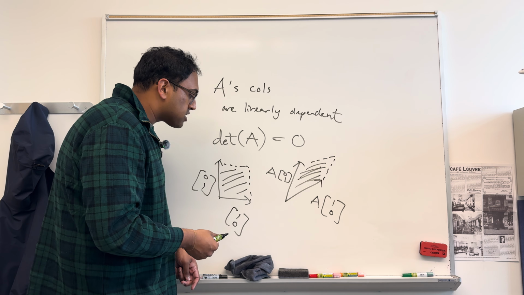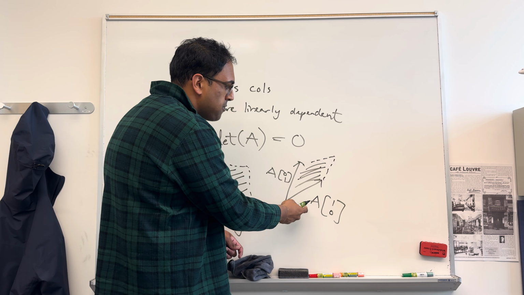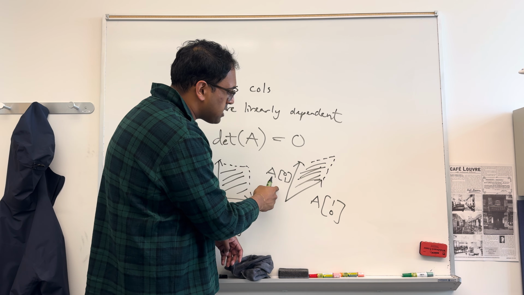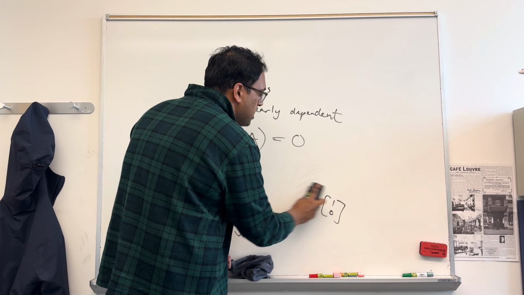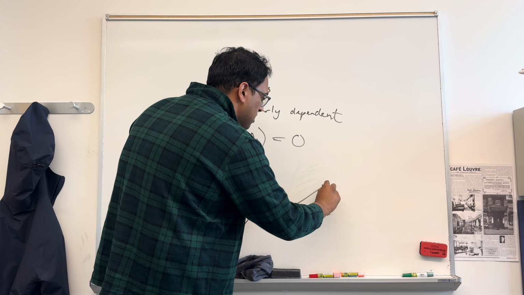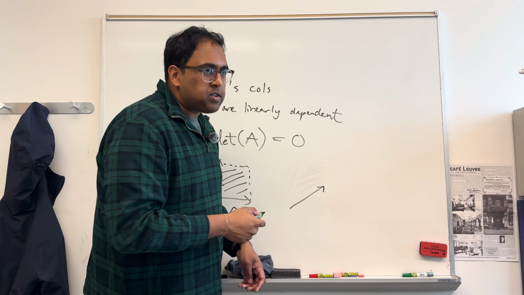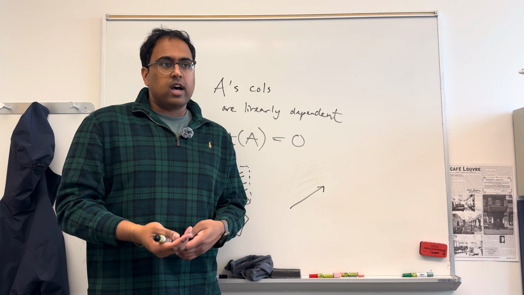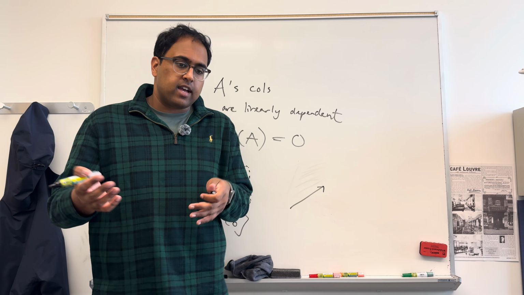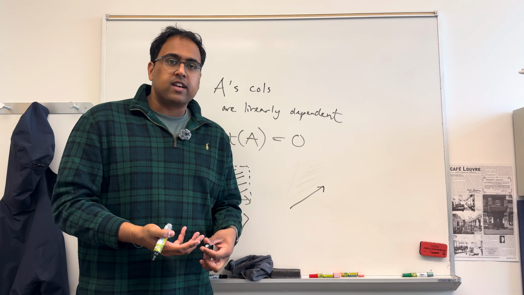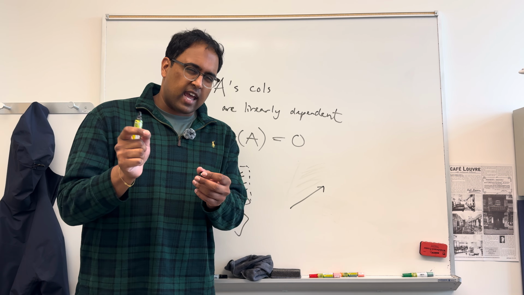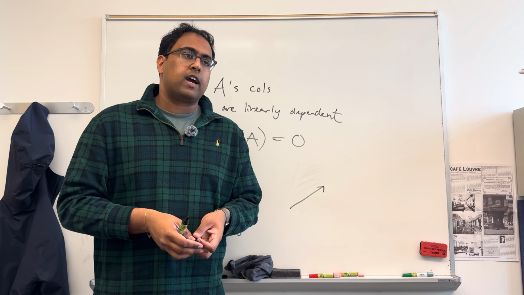Now, if the matrix's columns are linearly dependent, and we're looking at this 2 by 2 case, A times 1, 0 and A times 0, 1 would both end up on the same line. Because in the 2 by 2 case, if A's columns are linearly dependent, well then the rank of A is either 0 or 1. If the rank of A is 0, then it is just the 0 matrix, and both A times 1, 0 and A times 0, 1 would be the 0 vector.